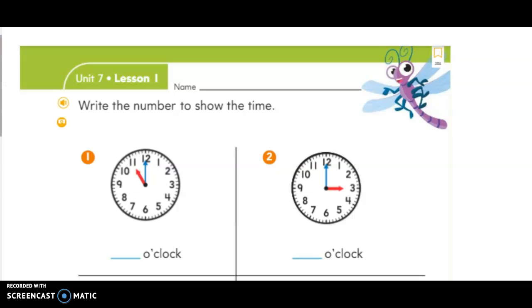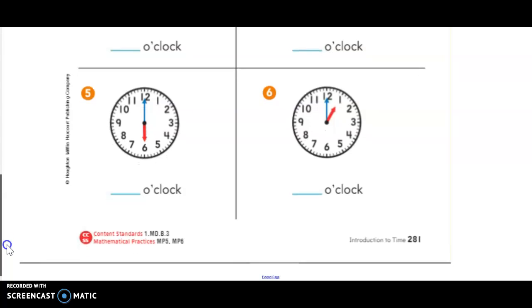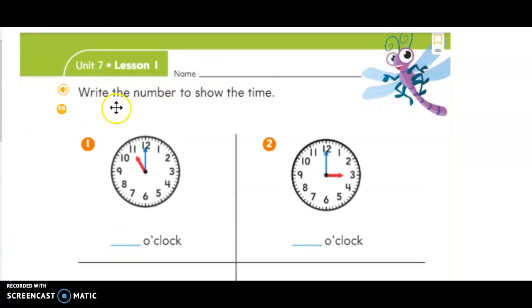All right. Here we go to our workbook. We're on page 281. Please put your name on the top of your paper. And we have to write the number to show the time. So we know that our hour hand is the red one, and the minute hand is the longer blue one. So we have to check and see where the hour hand is pointing to.